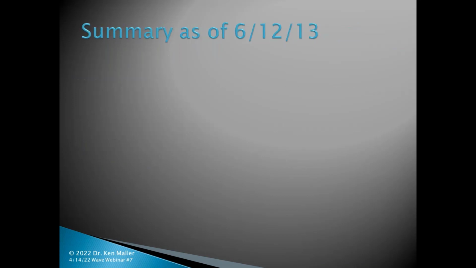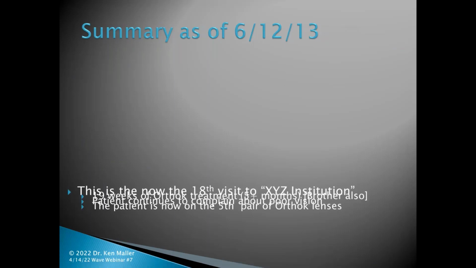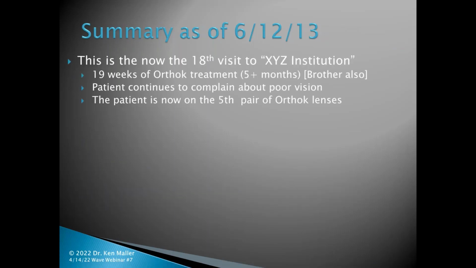So the summary as of June was this is his 18th visit to the institution. He's had 19 weeks of Ortho K treatment, which is over 5 months. I didn't comment, but his brother was going through this simultaneously with equally poor results as well. The brother was a little younger and a little less nearsighted than this fellow here.